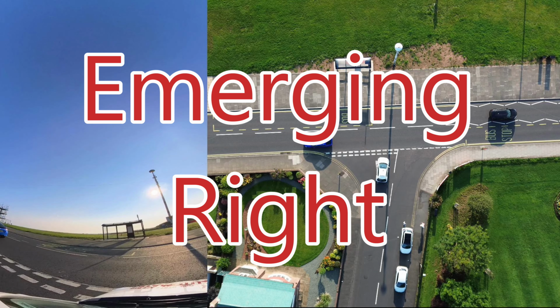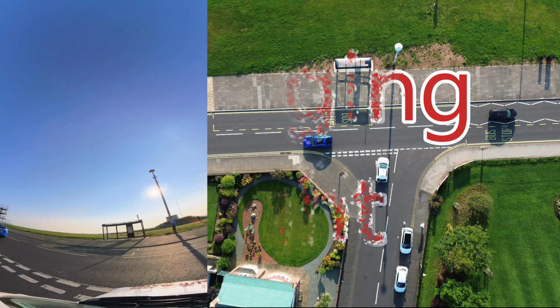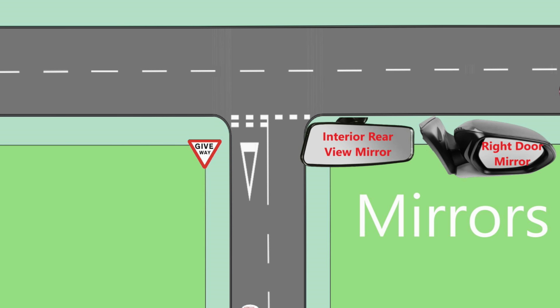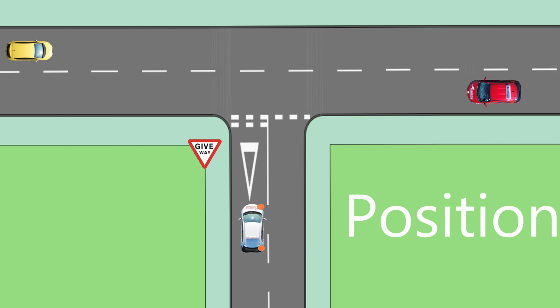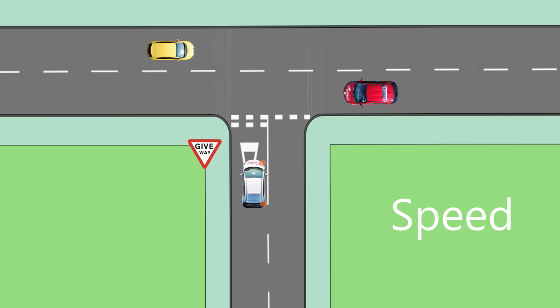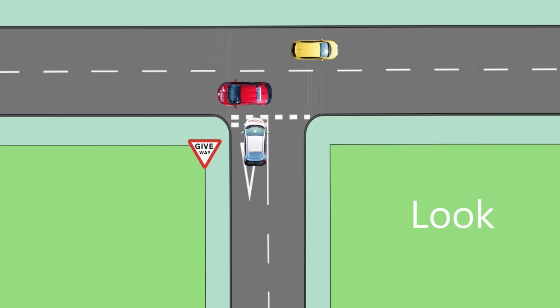Emerging right. On approach to the right turn, this is the basic procedure. Mirrors. Glance at the rear view, then right door mirror. Signal right. Move to the right, staying this side of the center line. Speed. Slow down for the turn.